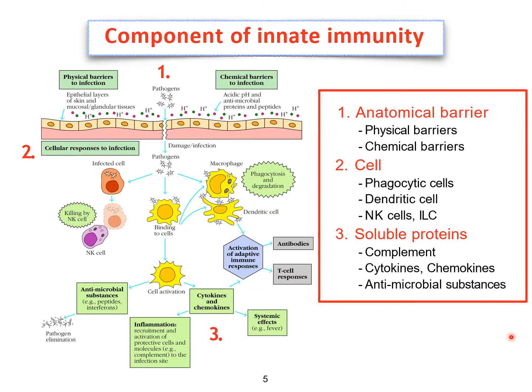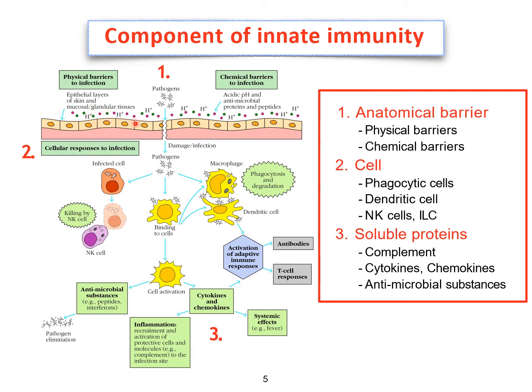Next, coming to the components of innate immunity. So these things I have covered in the previous class. So in just pictorial representation, again I am telling. First is the anatomical barrier. The anatomical barrier means the skin, a physical barrier, and also chemical barriers by means of the acidic pH and antimicrobial proteins and peptides. So these will form the physical and chemical barriers to the infection. The physical barriers are epithelial layers of skin and mucosal or glandular tissues.